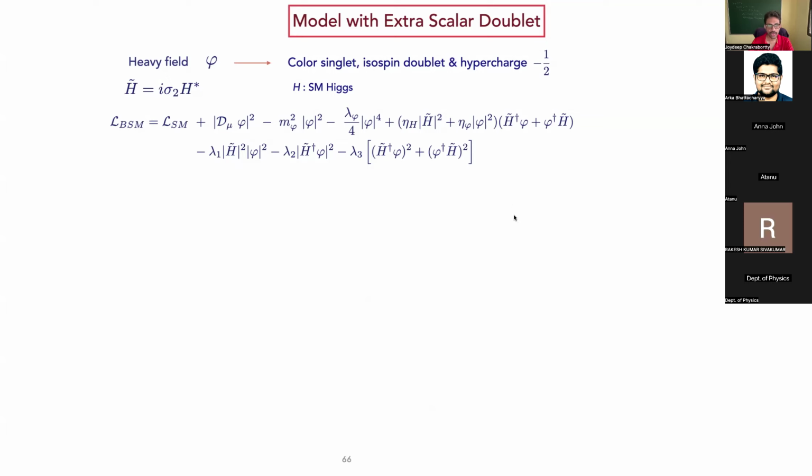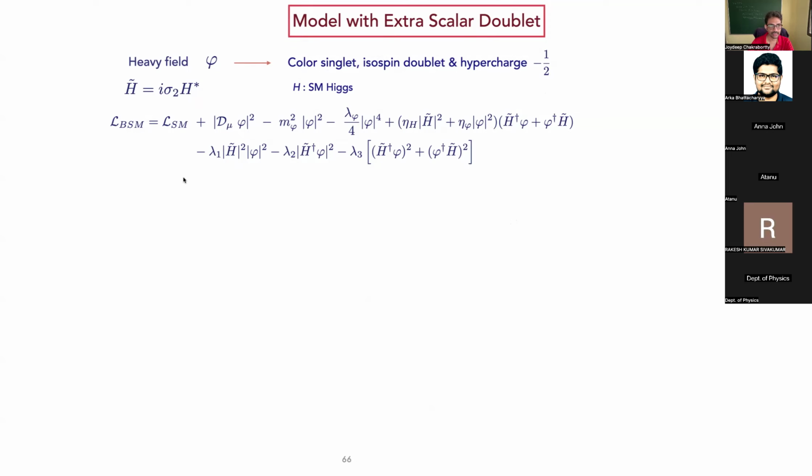Okay, so now let me give you one explicit example that I think will be more clear. Let's consider you have extended your standard model by an additional Higgs doublet, two Higgs doublets. It is a color singlet, an isospin SU(2) doublet, with hypercharge minus half, and it is written in this particular format. You know that if the Higgs is a doublet, then i sigma_2 H star is also an SU(2) doublet, the 2 bar. And then you write down the BSM Lagrangian.